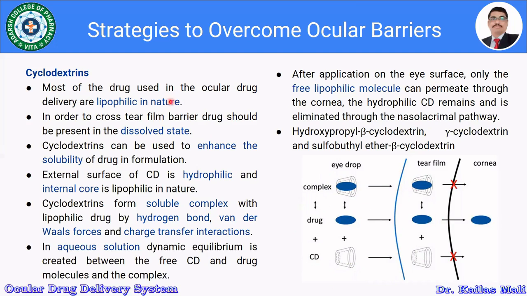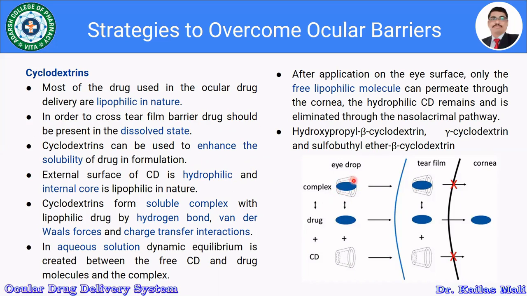Most of the drugs used in ocular drug delivery are lipophilic in nature. In order to cross the tear film barrier, the drug should be present in the dissolved state. So cyclodextrin can be used to enhance the solubility of the drug in the formulation. The external surface of CD is hydrophilic, and the internal core is lipophilic in nature. So the internal core is lipophilic, and outside it's hydrophilic, and thereby it can promote the solubility of a drug in the formulation.